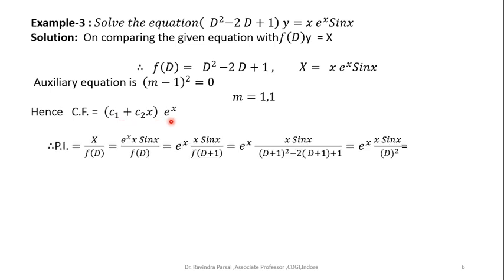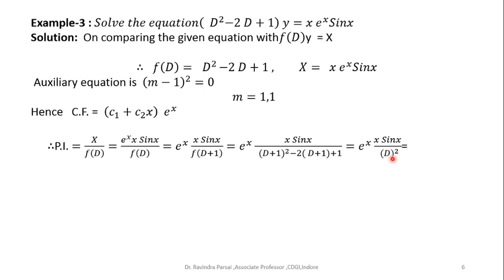Now we concentrate on the particular integral of this function. x upon f of D, so e raised to x of x sin x upon f of D. So what is the rule here? e raised to x, assuming x sin x as V, separates the exponential function, and D is replaced by D plus 1. So you are putting D plus 1 in place of D. Just simplifying this gives you e raised to x as it is, x sin x upon D square.